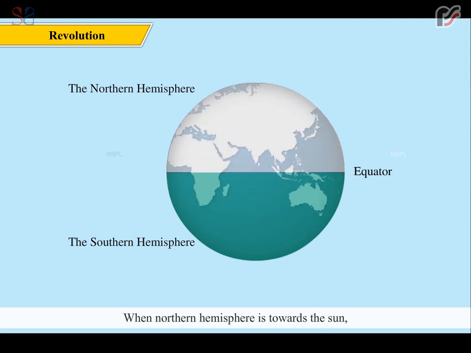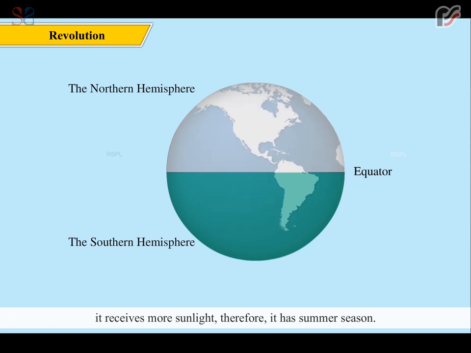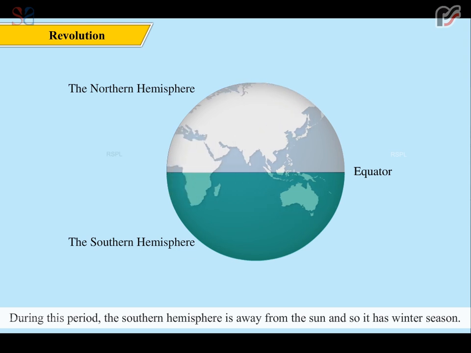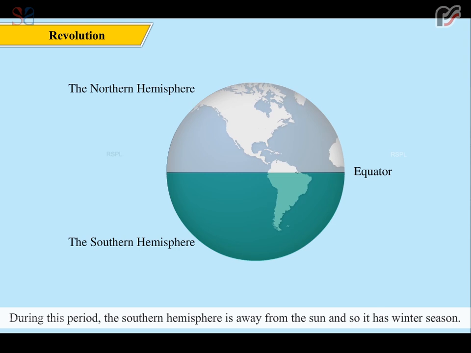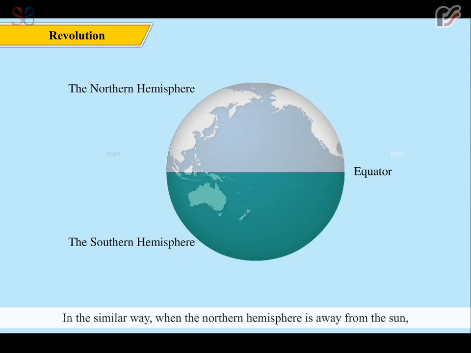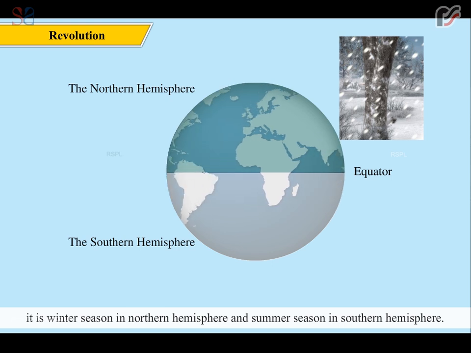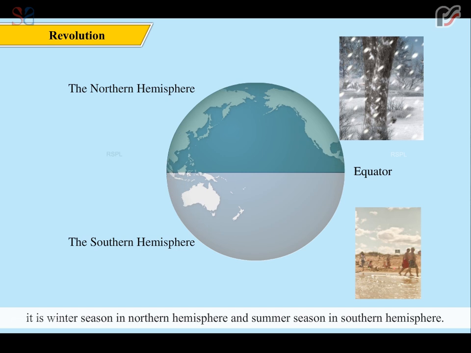When Northern Hemisphere is towards the Sun, it receives more sunlight, therefore it has summer season. During this period, the Southern Hemisphere is away from the Sun, and so it has winter season. In the similar way, when the Northern Hemisphere is away from the Sun, it is winter season in Northern Hemisphere and summer season in Southern Hemisphere.